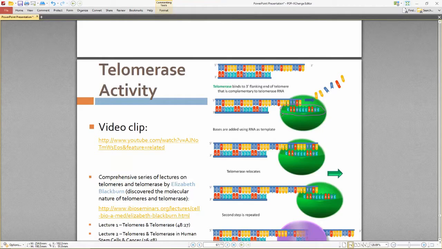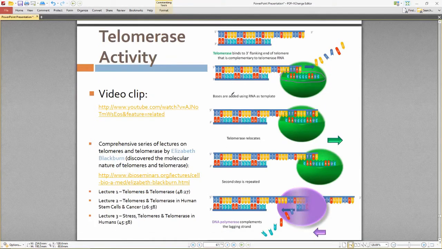What this diagram is showing, I'll go through step by step. Telomerase binds to the 3' flanking end of a telomere that is complementary to telomerase RNA. As I mentioned earlier, telomeres are a repeating set of sequences, and that's because telomerase has its own unique RNA sequence. Human telomeres have a different sequence from other eukaryotes' telomeres, so human telomerase has its own unique sequence.